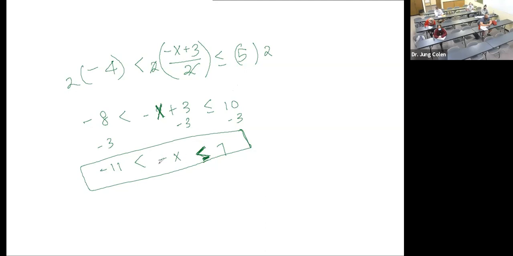We need to solve for x, but we have negative x there. So we have 2. This is negative 1 times x. To change that to x, what can we do? If we multiply this by negative 1, then negative 1 times negative 1 becomes positive 1, right? So we're going to multiply this whole thing by negative 1.